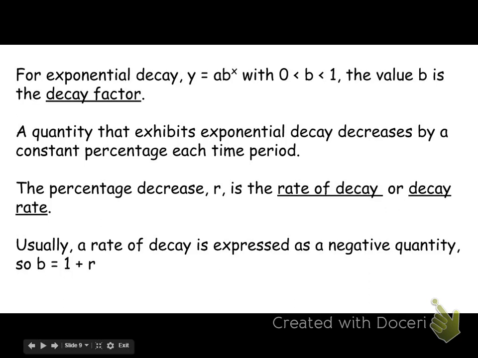Usually a rate of decay is expressed as a negative quantity. Therefore, B is still going to be 1 plus R. It's just the fact that R is going to be negative.